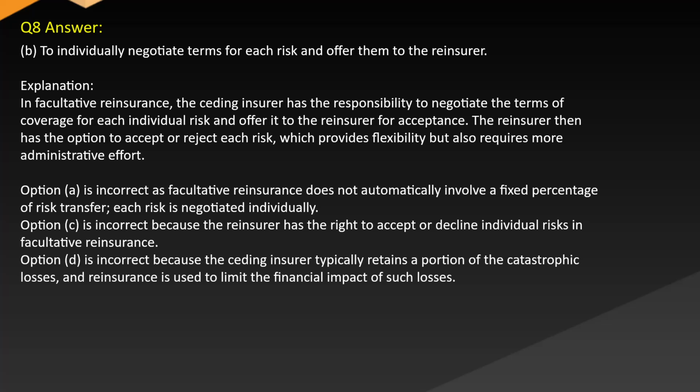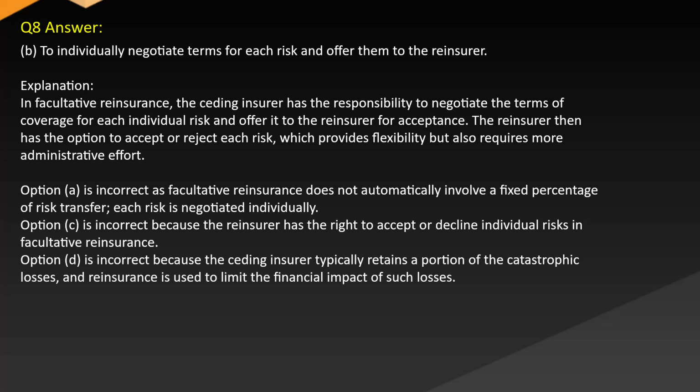Answer: B. To individually negotiate terms for each risk and offer them to the reinsurer. Explanation: in facultative reinsurance, the ceding insurer has the responsibility to negotiate the terms of coverage for each individual risk and offer it to the reinsurer for acceptance.